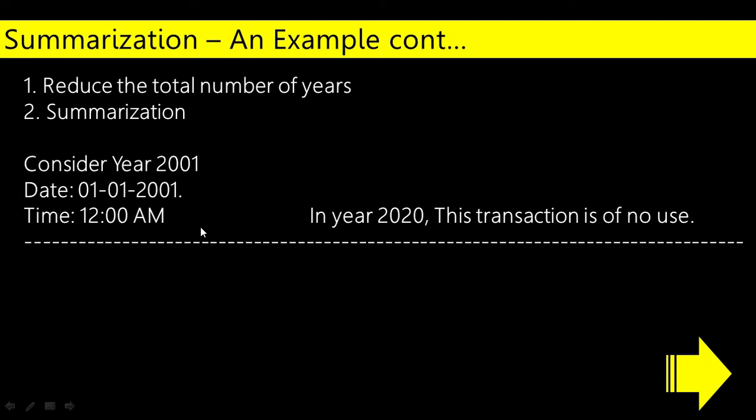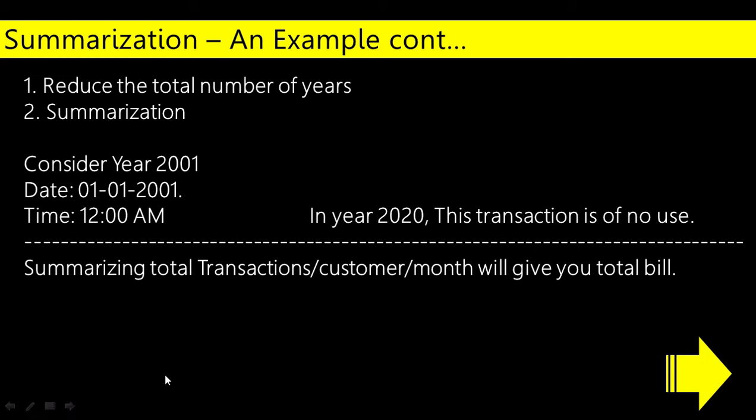So what can we do? We can summarize the data at a particular level so as to make that summarized data useful for analysis. This will also help in reducing the unwanted data to be stored in the data warehouse. Let's take another example. I can summarize the total transactions generated per customer per month, that is 100 transactions into 30, and make it a single record, which will also be the total bill generated for that particular customer for that particular month.